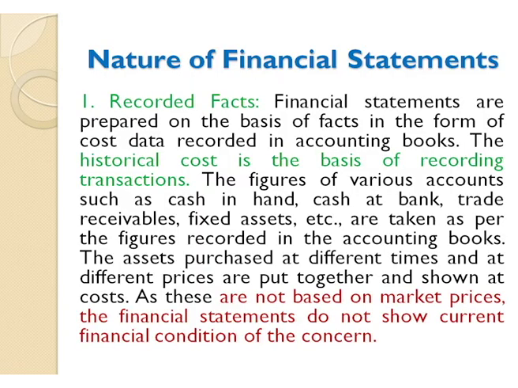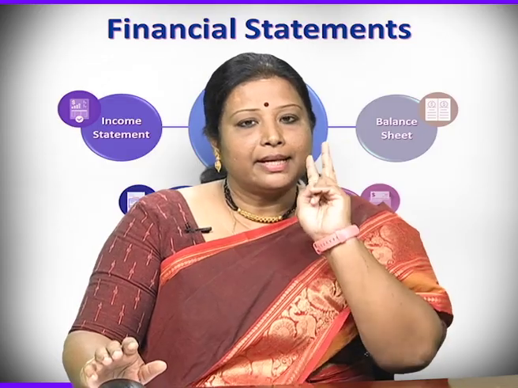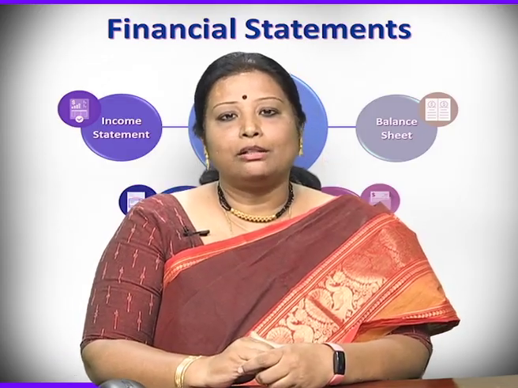So the figures of various accounts, such as cash in hand, cash at bank, bills receivable, fixed assets, etc., are taken as per the figures recorded in the accounting books, that is as per the historical cost data. The assets purchased at different times and at different prices are put together and shown at cost. As these are not based on market prices, dear students, the financial statements do not show the current financial condition of the concern. So the second important nature, my dear students, is the postulates.